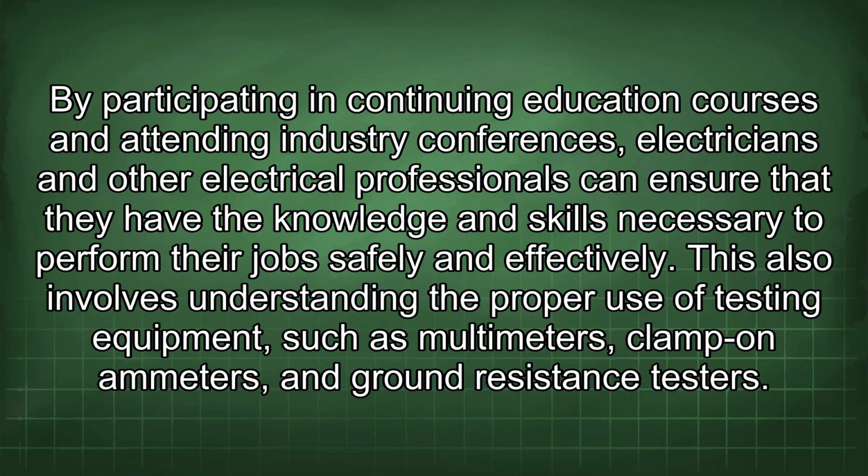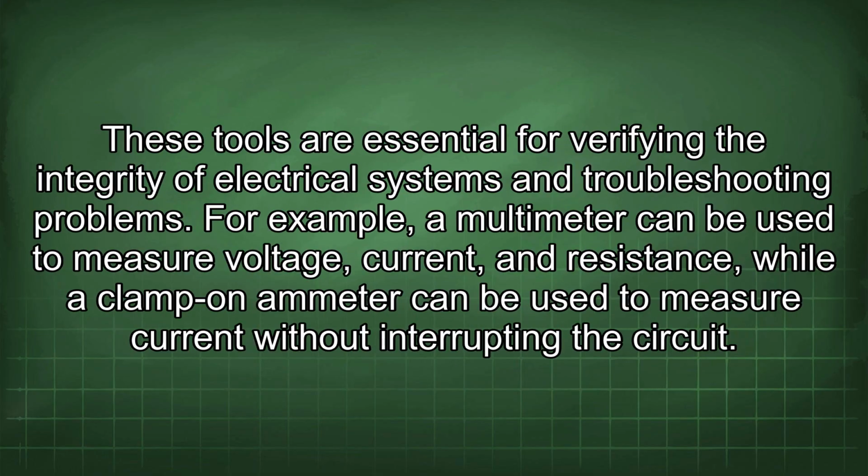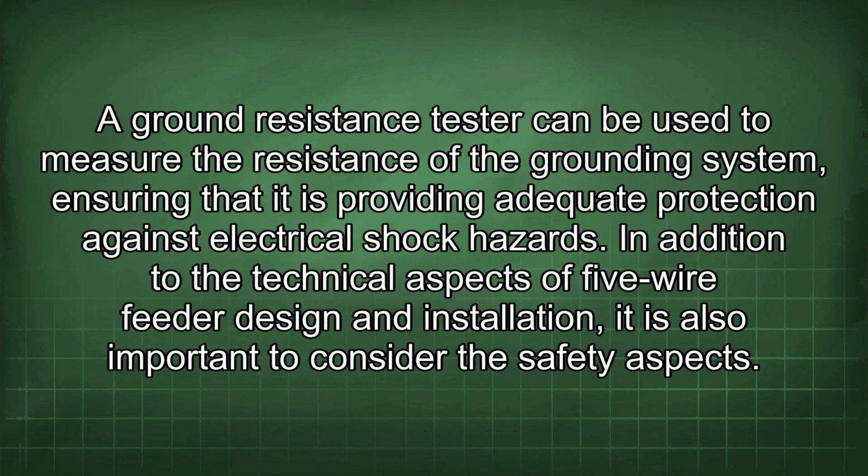This also involves understanding the proper use of testing equipment such as multimeters, clamp-on ammeters, and ground resistance testers. These tools are essential for verifying the integrity of electrical systems and troubleshooting problems. For example, a multimeter can be used to measure voltage, current, and resistance, while a clamp-on ammeter can be used to measure current without interrupting the circuit. A ground resistance tester can be used to measure the resistance of the grounding system, ensuring that it is providing adequate protection against electrical shock hazard.